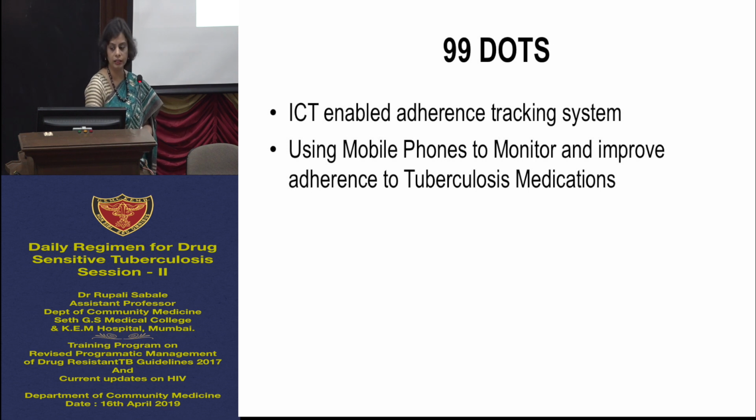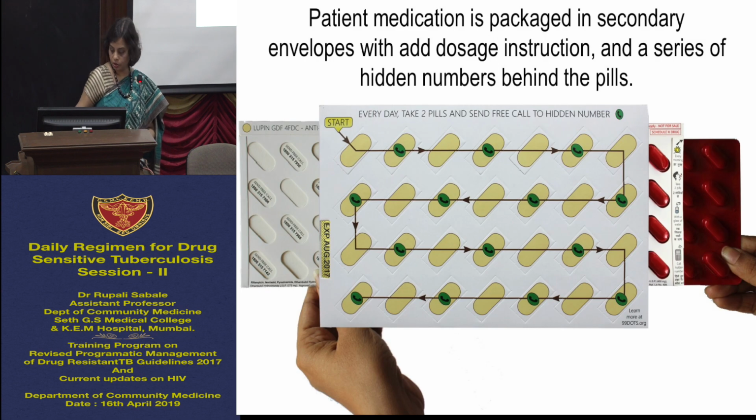So what is done under this 99 dots? It is using mobile phones or tabs. These tabs are provided to the treatment supporter to monitor and improve adherence to tuberculosis medications. So this is how it is. That is the strip. Red color is the strip, and this is the envelope where we put the medications. So this is how that packaging looks.